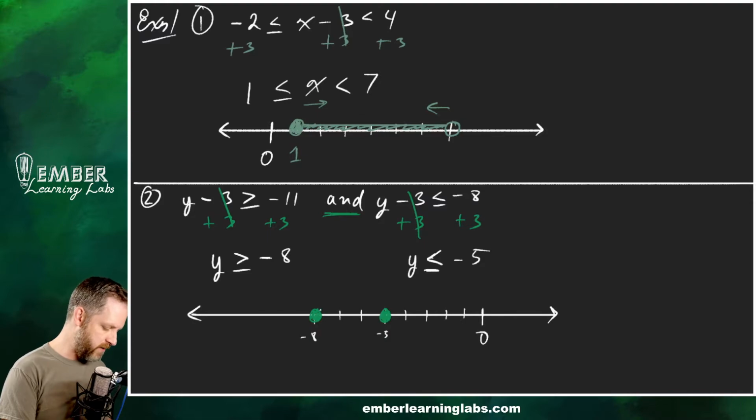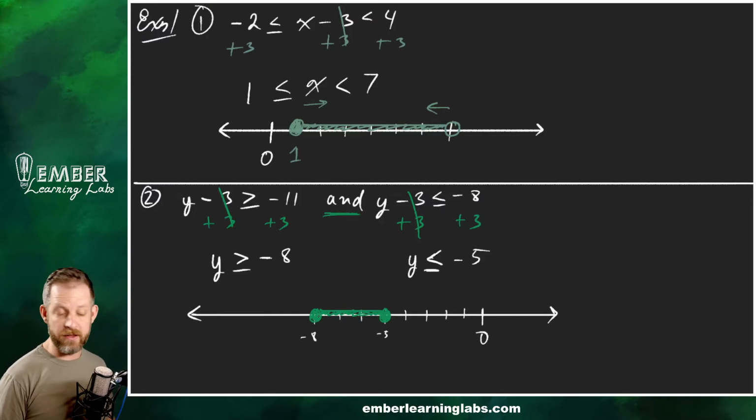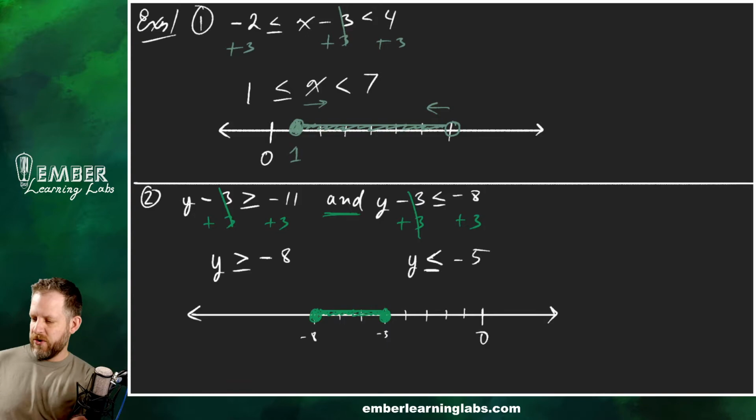Well, it's in between them. This is where it's greater than -8 and less than -5. And the equal to, of course, is done because of the circle. Filled in circle, I should say. There's two examples. Let's do another one.